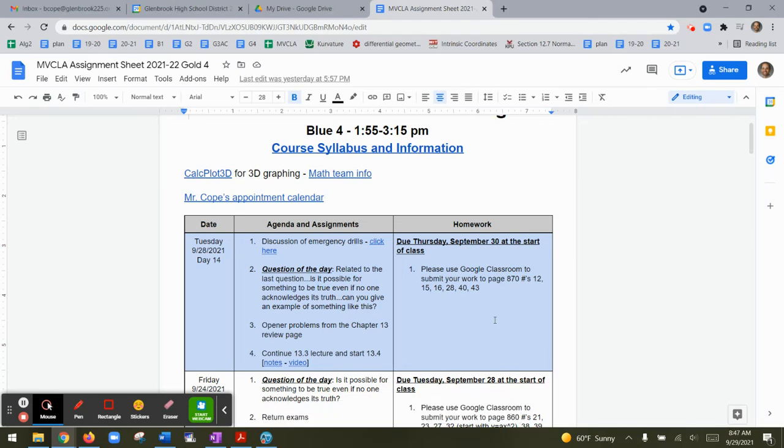Hi everyone, here are solutions for 13.4. We're going to do this set right here, page 870: 12, 15, 16, 28, 40, and 43.